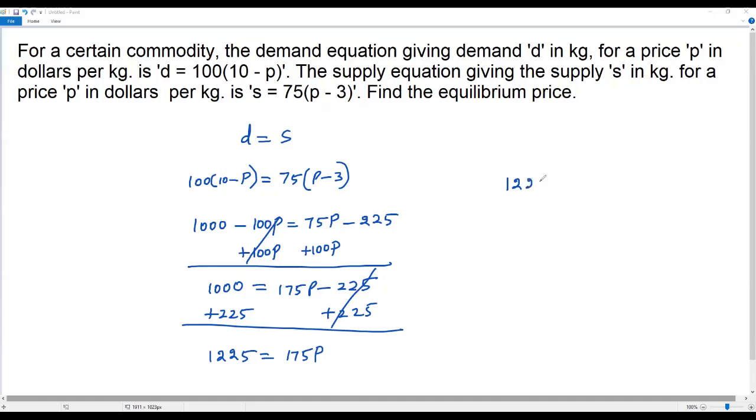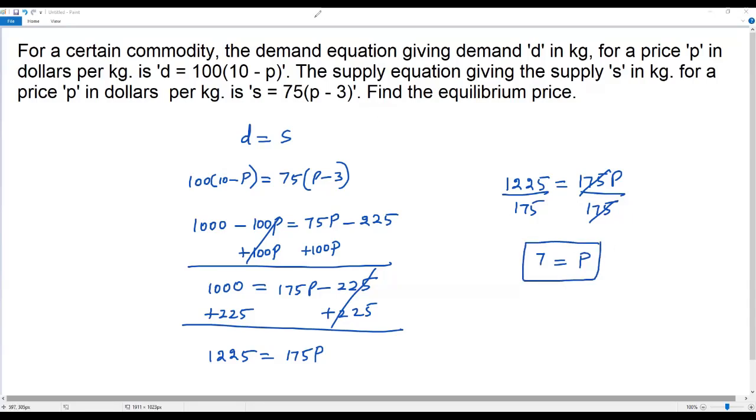Let me write the same equation over here. So 1225 is equal to 175P. To solve for P, I have to get rid of this 175 multiplied here. So I divide both sides by 175. Here 175 will cancel out. When I divide 1225 by 175 on the left side, I am getting 7 equals P on the right side. So we get P equals 7.